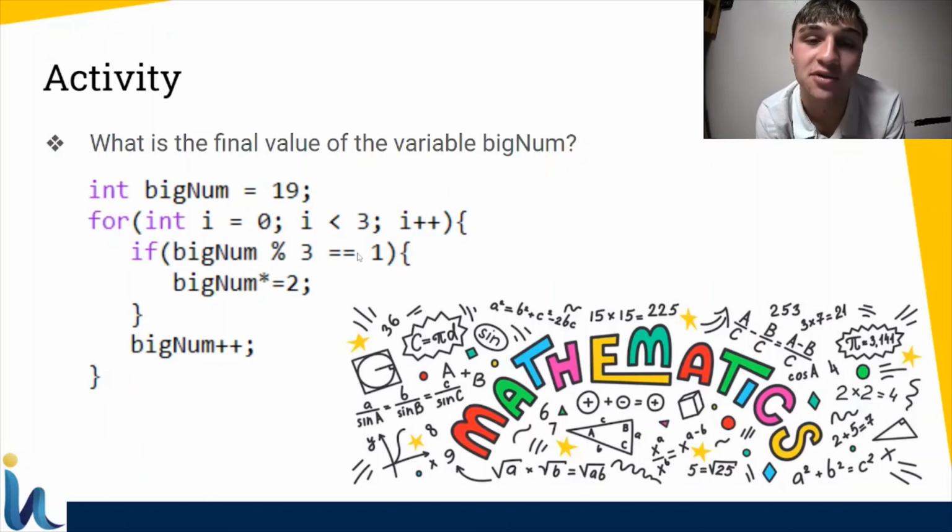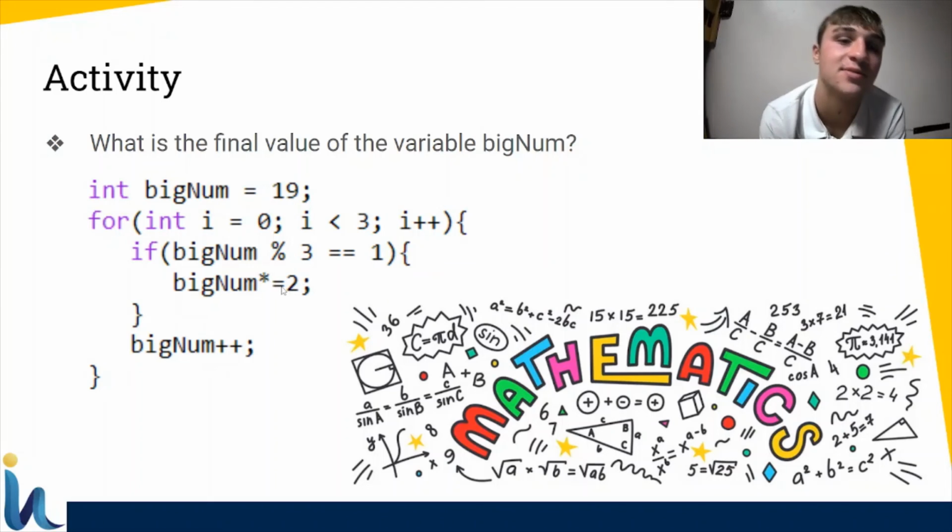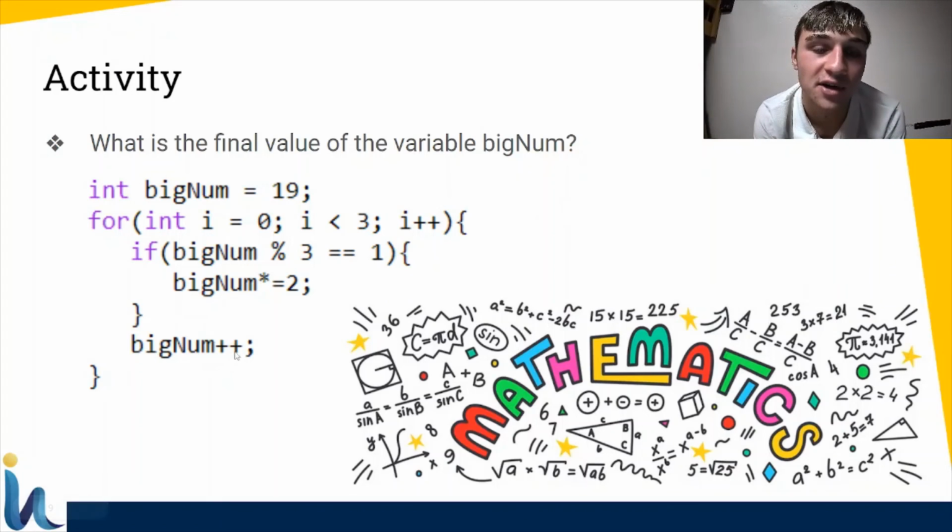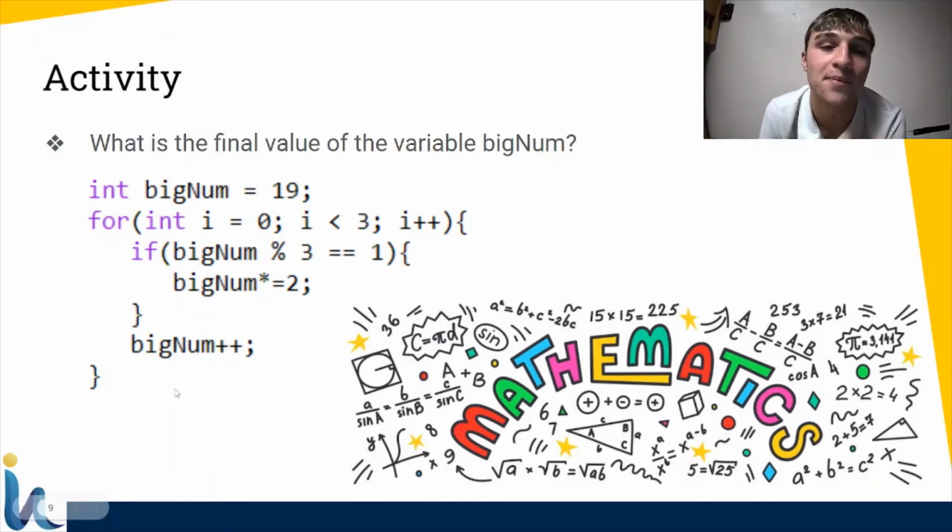40 mod 3 does equal 1, so we're going to go through with this statement again. bigNum times equals 2 is the same as bigNum equals bigNum times 2. So bigNum is now equal to 40 times 2, which is 80. So you can cross off 40 and rewrite 80, and then we're going to increment it even more. So now bigNum has a value of 81. We're going to increment i. i is now 3. Is 3 less than 3? Nope. So we're going to get kicked out of our for loop, and finally bigNum will have a value of 81.